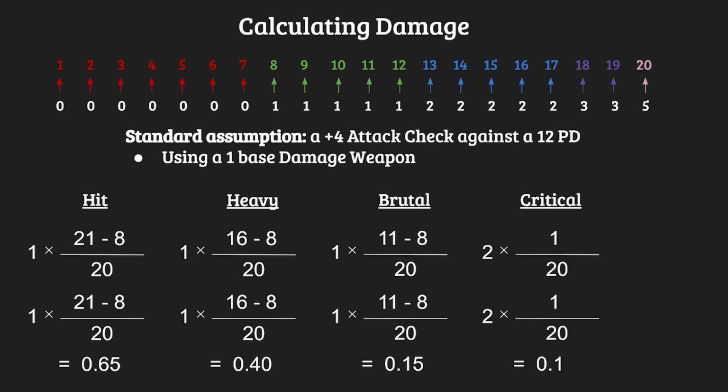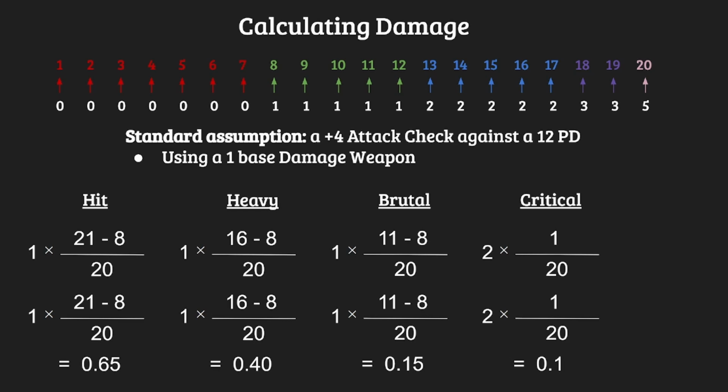So a hit is what we just talked about, right? It's 21 minus the number we need to meet or beat, which in this case is 8, over 20. And we multiply that by 1 because that's the damage of our weapon here. A heavy hit is going to be the same thing. It's 1 times this heavy hit chance, 16 minus 8 over 20. And we keep doing this, and we're going to see that the damage we would get from heavy hits is equal to 0.4. We can do this again for brutal hits, and we're seeing that we have 11 minus 8 over 20 times 1. We're only doing one extra damage on a brutal hit, and that's going to be 0.15.